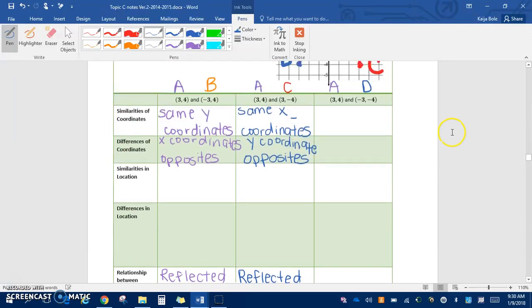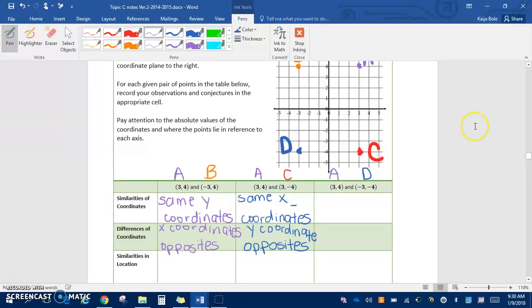Okay. And now if we look at the last one, if we're looking at A and D, and we're looking at these points, some similarities: the numbers are different. We see that one is positive, one's negative, but if you remember absolute value, both of these have the same absolute value, so that's what we're going to put in this box. Both coordinates have the same absolute value. Differences: both x and y are opposites, so we can say x and y are opposites.